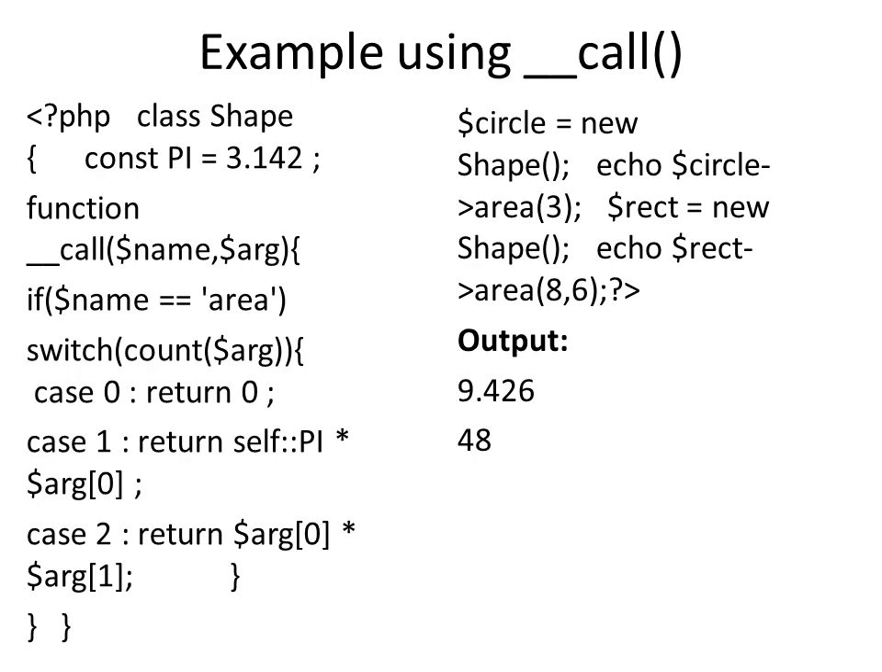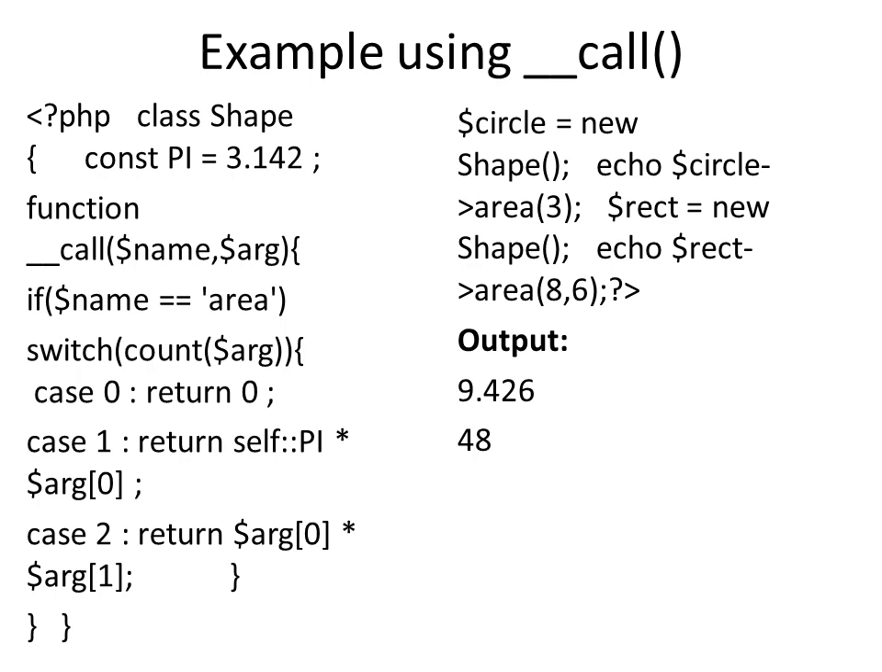Now outside the class, I have created an object of class Shape called circle. Now using that object, I am calling area. But since there is no function area, it will call the double underscore call function. Inside area I am passing just one parameter, so it will go inside call and match the name. The name is matched with area, so the condition will be true, and it will go to the switch statement. Inside the switch it will count the number of arguments in the area function call. So there is one parameter, so it will execute case 1.